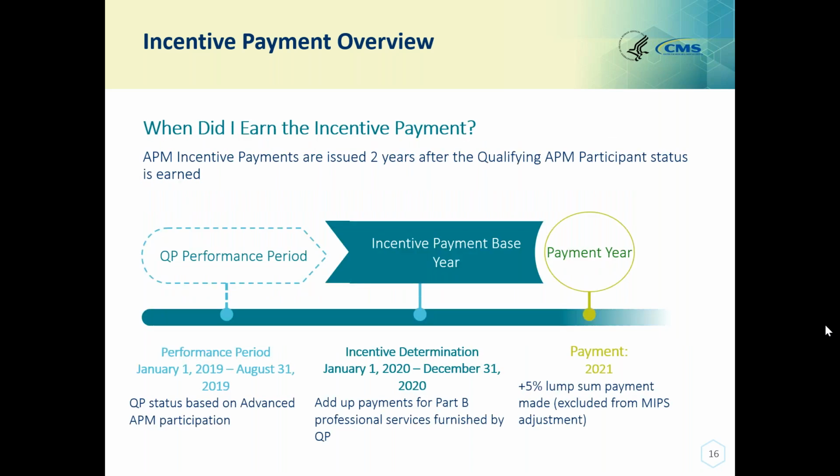So earlier, I discussed a little bit about the QP performance period, incentive base year, and the payment year. And this graph here pretty much shows you how the process works. And as Brittany had stated, we do have the snapshot periods. So for this presentation, we're looking at the performance period for 2019. And then we look for your payment base year of 2020, and then you would receive that 5% in 2021 based off of your 2020 services that were billed. So this is just a graph of what we've already gone over.